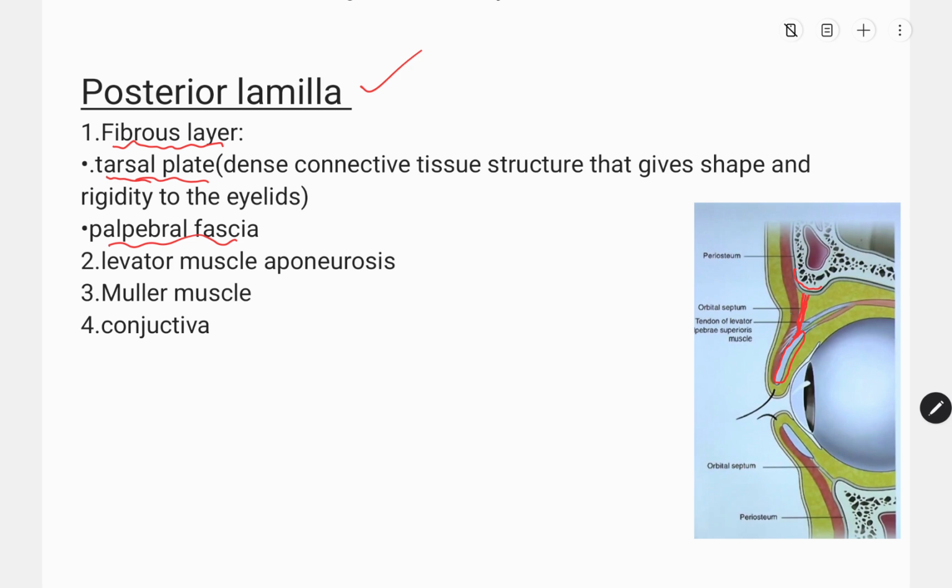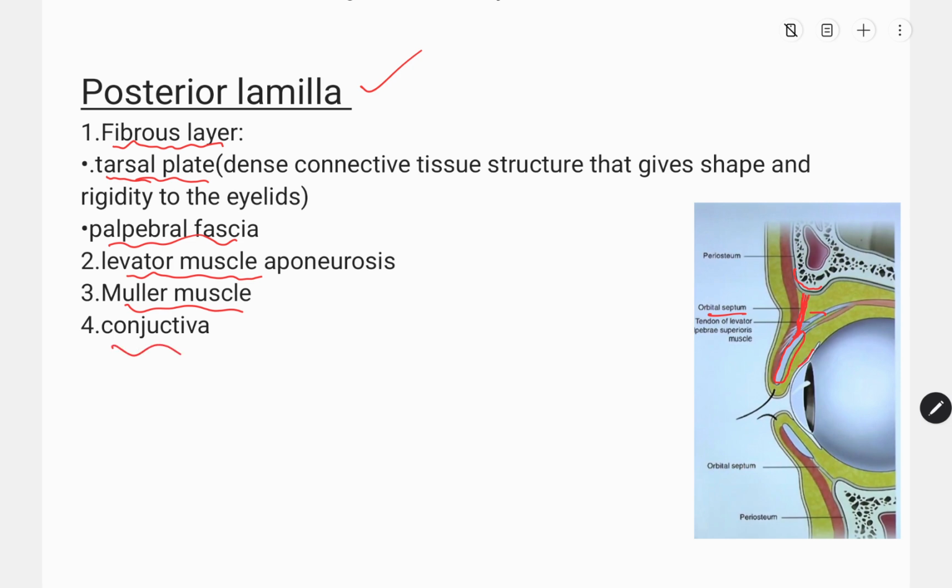So if any type of infection affects the eyelid, it mainly cannot enter into the orbit because of this orbital septum. The other parts of the posterior lamella are levator muscle, aponeurosis, Muller's muscle. We will discuss all the muscles in a later part, and the other is conjunctiva.